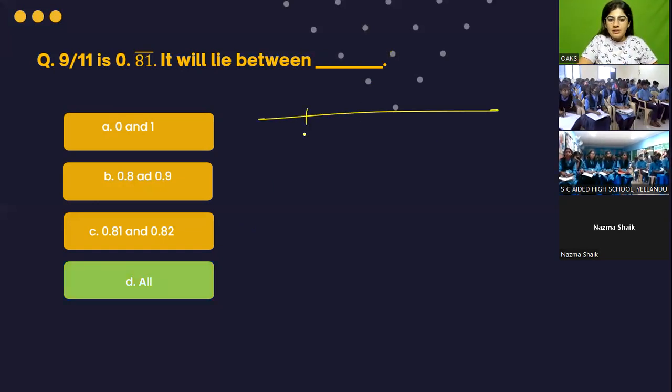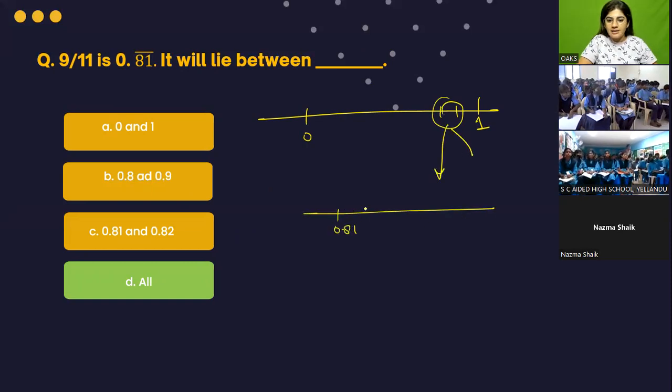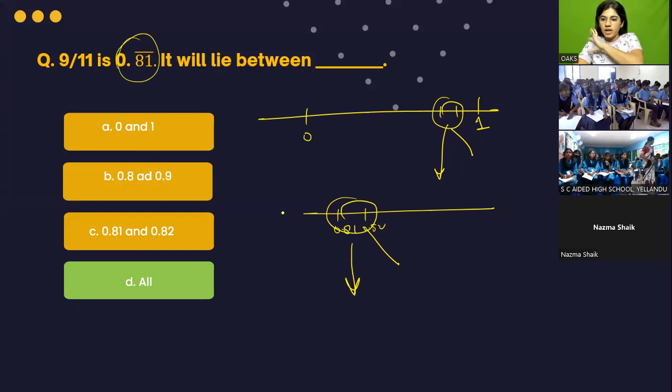So between 0 and 1, then between 0.8 and 0.9, then between 0.81 and 0.82, in this area this number will lie: 0.81, 81, 81 and so on. But it will lie between 0.81 and 0.82, and 0.8 and 0.9, and 0 and 1. So understood? D option is the correct option, everyone?